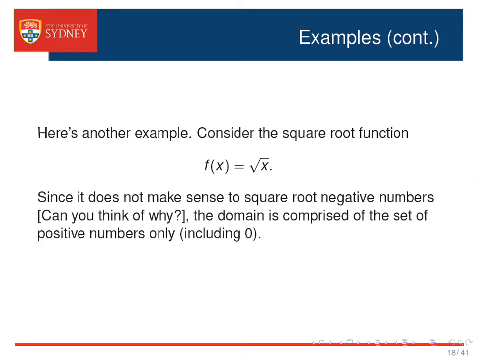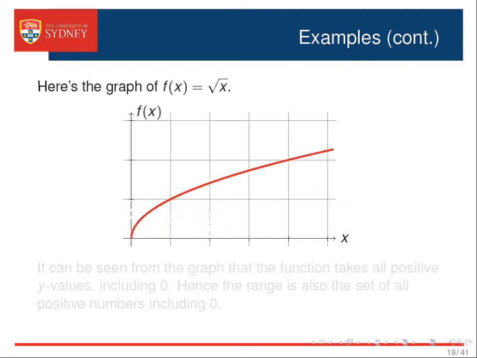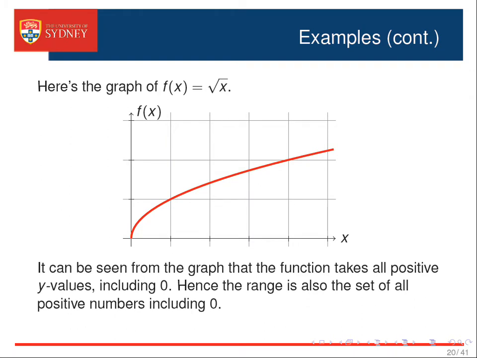Here's another example. Consider the square root function. Since it doesn't make sense to square root negative numbers, the domain comprises the set of all positive real numbers only, including the number 0. Here's the graph of the square root function. From the graph, it can be seen that the function takes all positive y values, including 0. So the range, just like the domain, is also the set of all positive real numbers, including 0.